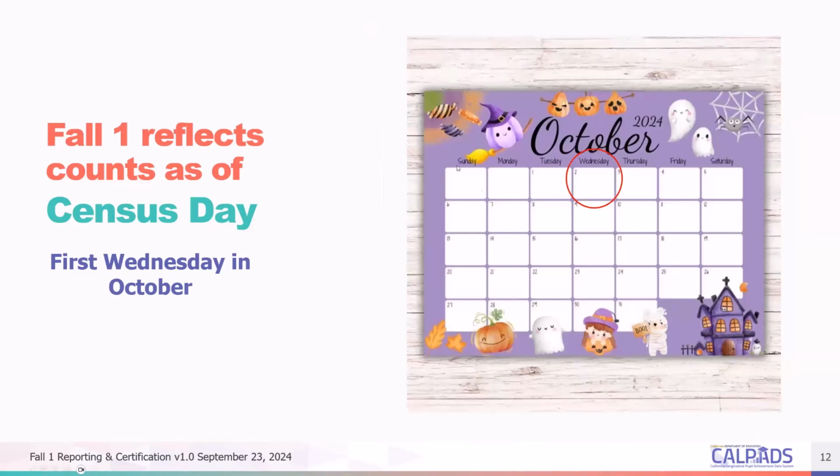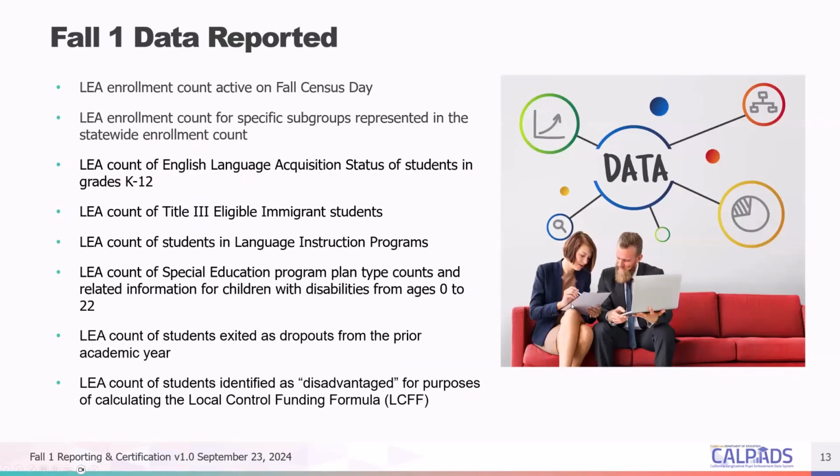All right, so again, just to emphasize, Census Day is always the first Wednesday in October. This Wednesday, it was yesterday, October 2nd. And I told you we'd revisit what was reported for Fall 1. So we report the enrollment count of all active students on Census Day. So those students who have enrolled on or before October 2nd, and those students who have either no exit date or are eventually exited after October 2nd. They're enrolled in your LEA on or before October 2nd. They're there.